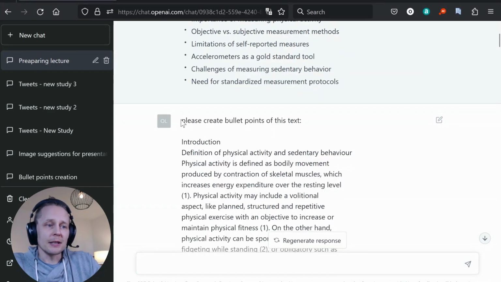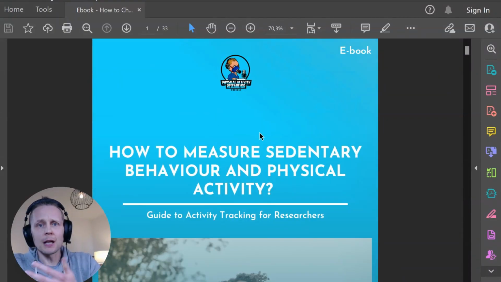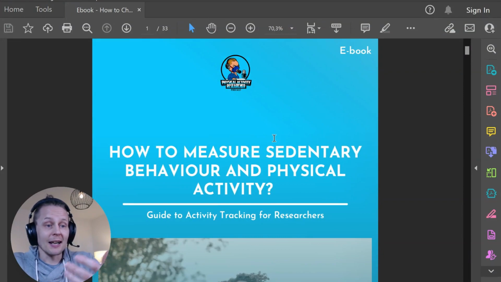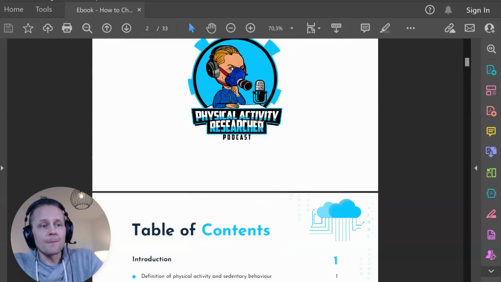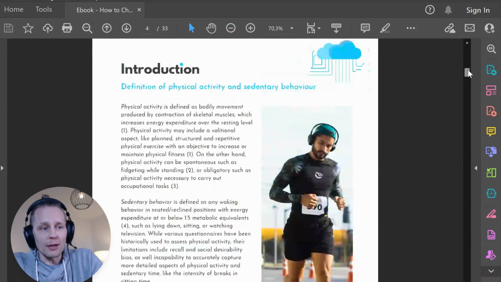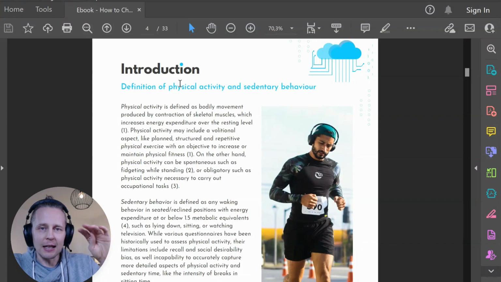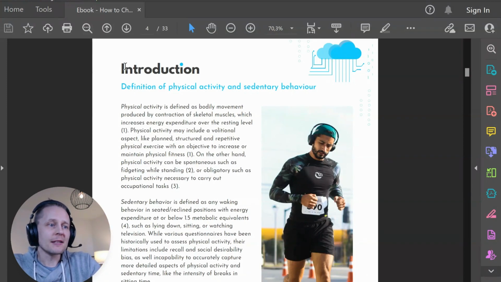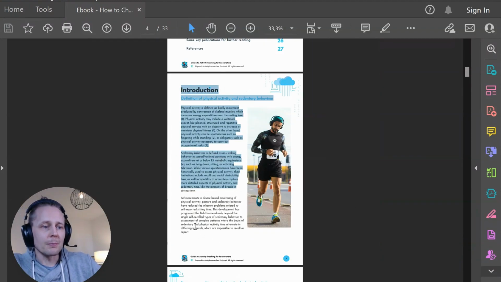Then basically I said, please create bullet points of this text. And I have our ebook here. I'm using this ebook now because I just happen to have it and I can copy paste the text from it. You could use any content you have in electronic format. And if you don't have something that you can copy paste, you can take a picture and open the picture in Google file, and the AI will read the letters and then you can copy paste it. So I'm just taking the introduction text here in full and copy pasting it to ChatGPT.